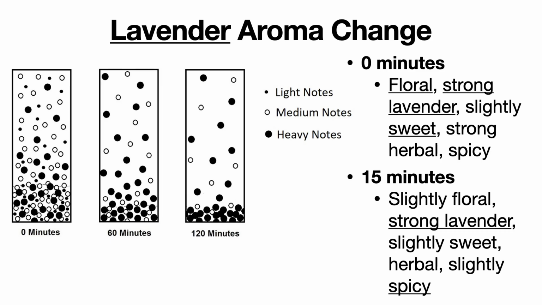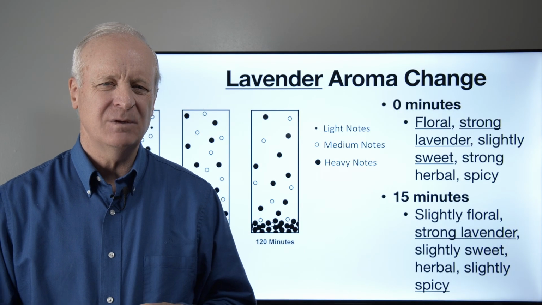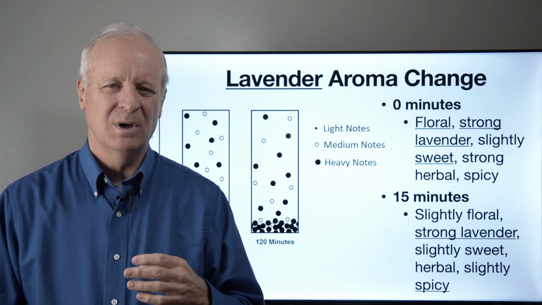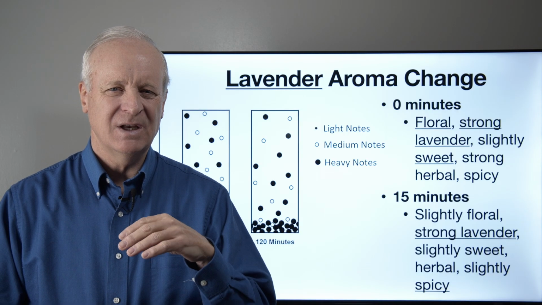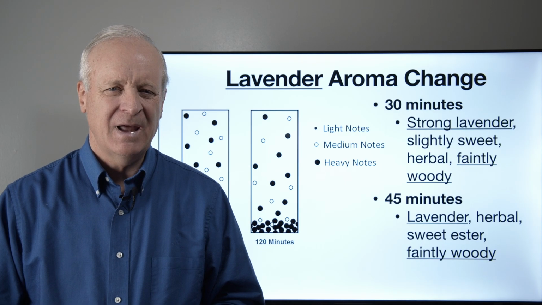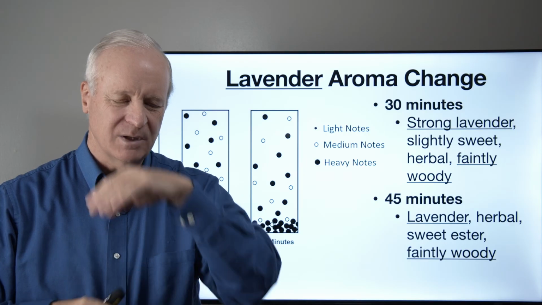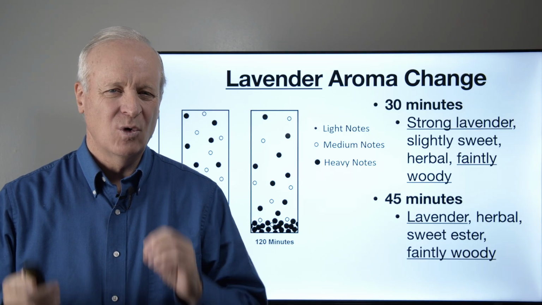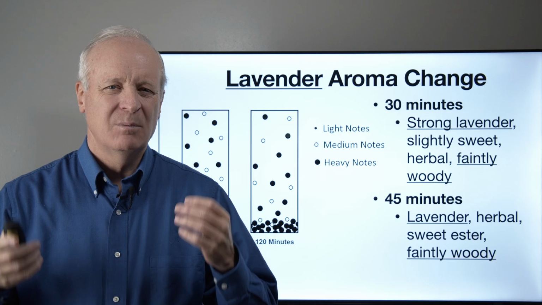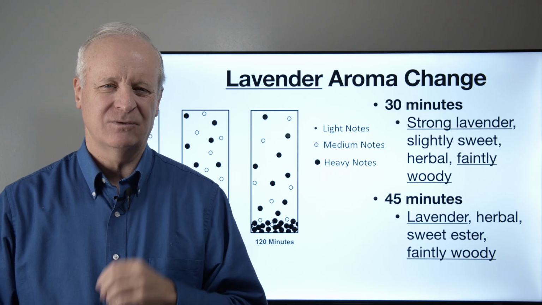But over time, the aroma changes on your skin. So after 15 minutes, you still have slightly floral aroma. You still have the lavender scent, but now you're also getting more spiciness to it. And after 30 minutes, you get this faint smell of woodiness in there because a lot of the light notes have already gone and dissipated from your skin. The medium notes are hanging around because of the moisture on your skin, but the heavy notes are still there and they start to impose themselves on the aroma that you're smelling. By 45 minutes, you have more woodiness to it. It's still a lavender aroma, but you have this also smell of a sweet ester.